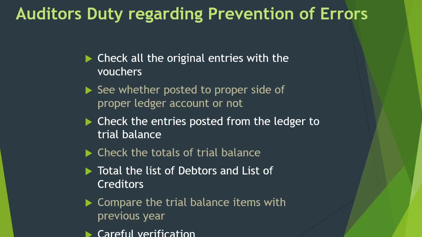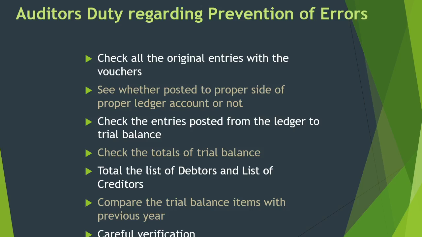So in any company, it is the duty of the auditor regarding prevention of errors. He has to prevent these kinds of errors. For this, there are some tips for the auditor to avoid these kinds of errors. The first one, check all the original entries with the vouchers. He has to verify the original journal entries with the vouchers.